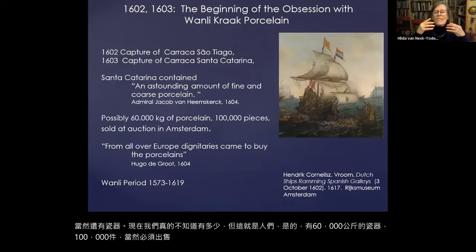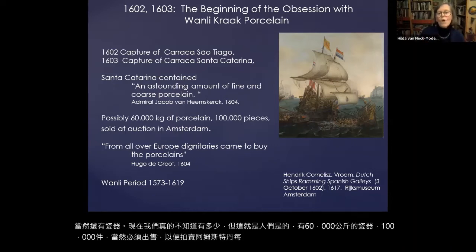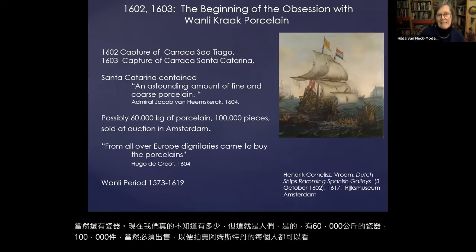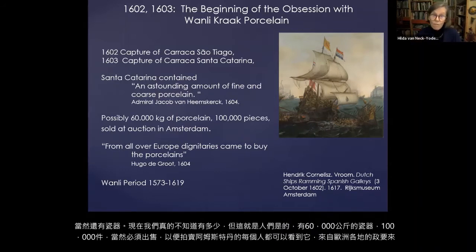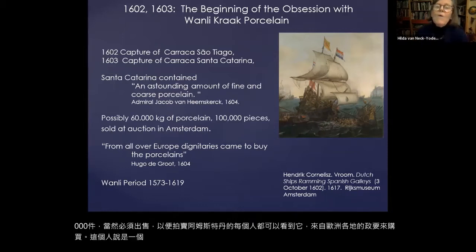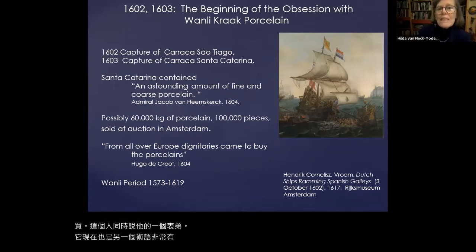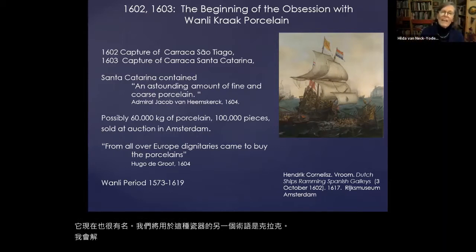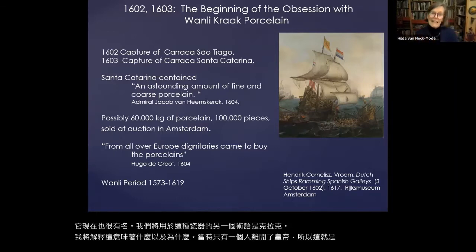Everybody in Amsterdam could see it, and from all over Europe, dignitaries came to buy the porcelain, says Hugo de Groot, a cousin of him at the same time. He's also very famous. Now, another term that we will use for this porcelain is kraak, and I will explain what that means. And Wanli. Wanli was the emperor at that time. And so that is the porcelain that's named after him. Next slide, please.